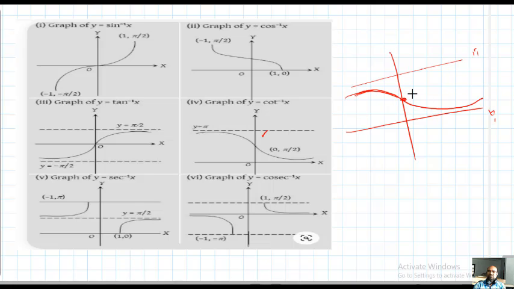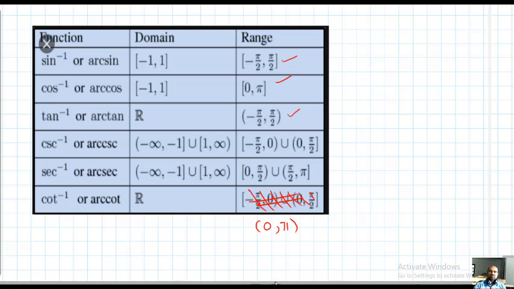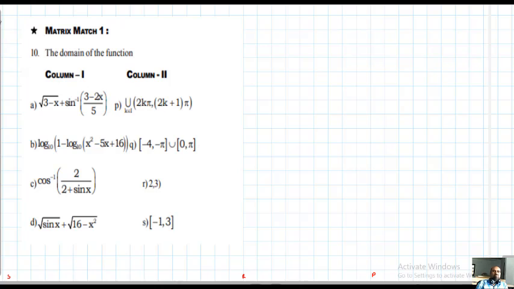cot inverse of x. This becomes pi by 2. Here it is bounded by two straight lines, that is y equal to 0 and y equal to pi. The domain is all real numbers. The range is the open interval 0 to pi. Similarly, you can remember the graph of secant and cosecant also. So this is the table for the domains and ranges. Now some problems based on this.